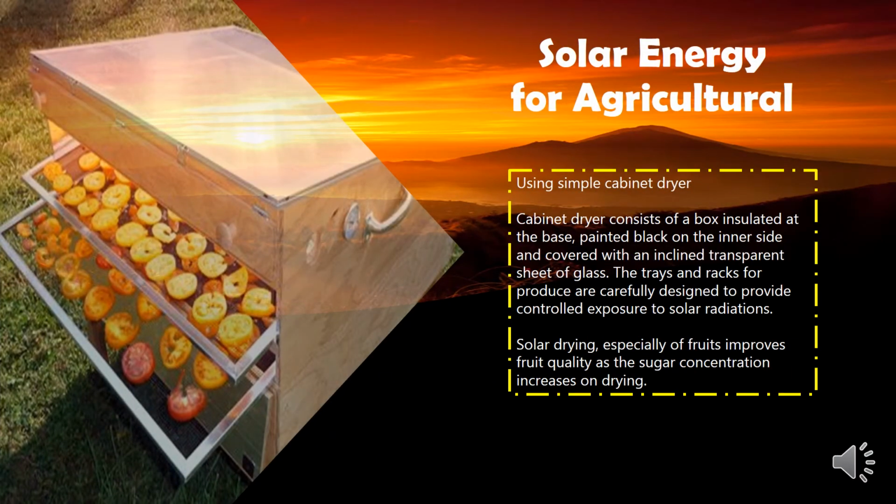Solar energy also branches out to agriculture, for example, by using a simple cabinet dryer. A cabinet dryer consists of a box insulated at the base. The inner side and cover are painted black so they can absorb more heat. It also consists of an inclined transparent sheet of glass. The tray and rack for produce are carefully designed to provide controlled exposure to solar radiation and ventilation. Solar drying, especially of fruits, improves fruit quality as the sugar concentration increases on drying.